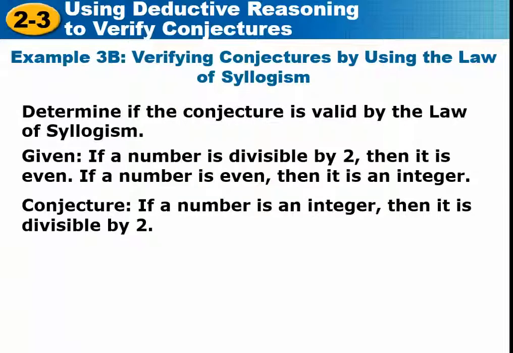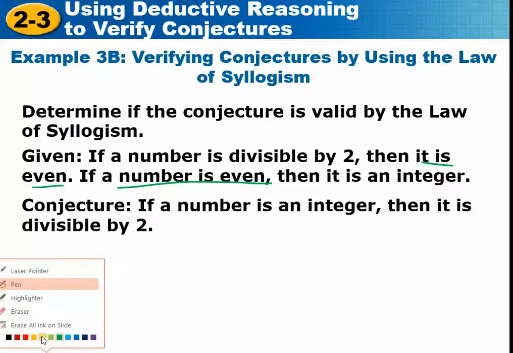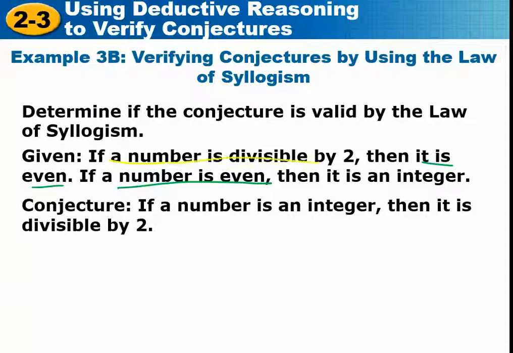Okay, here's another example. If a number is divisible by 2, then it is even. If a number is even, then it is an integer. See how we said the same thing twice? It is even. Number is even. So we could use the law of syllogism, and we should be able to say that if a number is divisible by 2, then it is an integer. We'll skip all the other stuff.